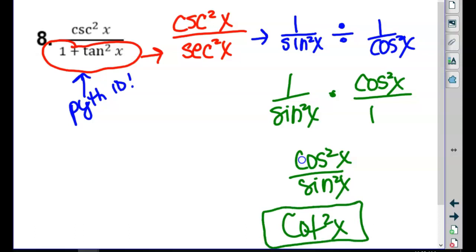Okay, until you have those basic trades memorized, like you know down cold that cosine over sine is cotangent, it's just going to feel like I'm doing magic, okay? You got to memorize the basic ones. The ones that aren't on the reference sheet. Any questions?